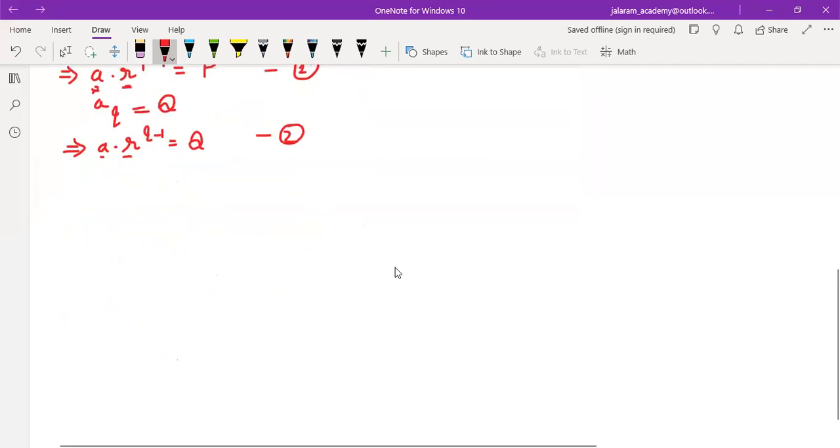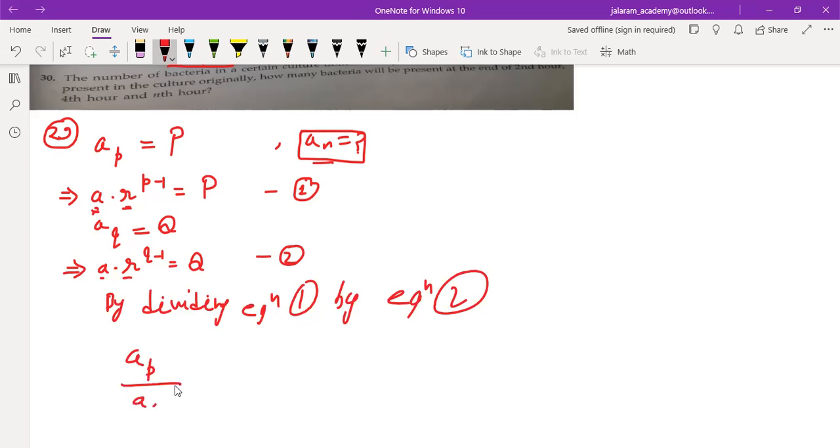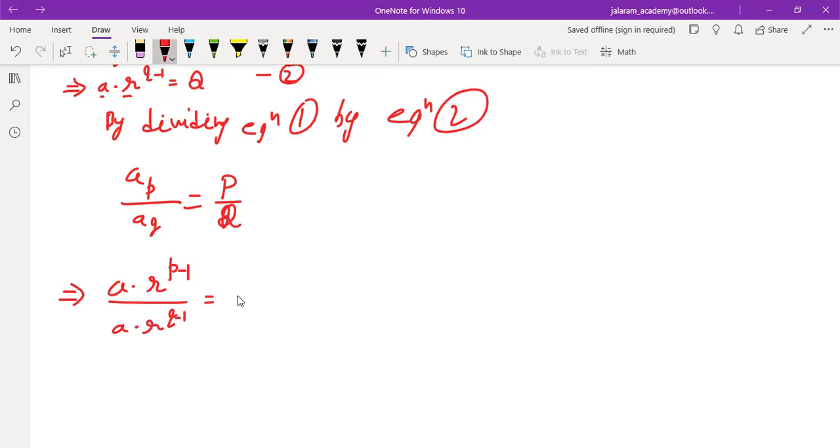So how to solve these two equations? By dividing equation 1 by equation 2, we get a_p over a_q equals P by Q. We know the pth term is a into R to the power p minus 1 over the qth term a into R to the power q minus 1 equals P by Q. So a's will be cancelled out, R to the power p minus 1 over R to the power q minus 1 equals P by Q.